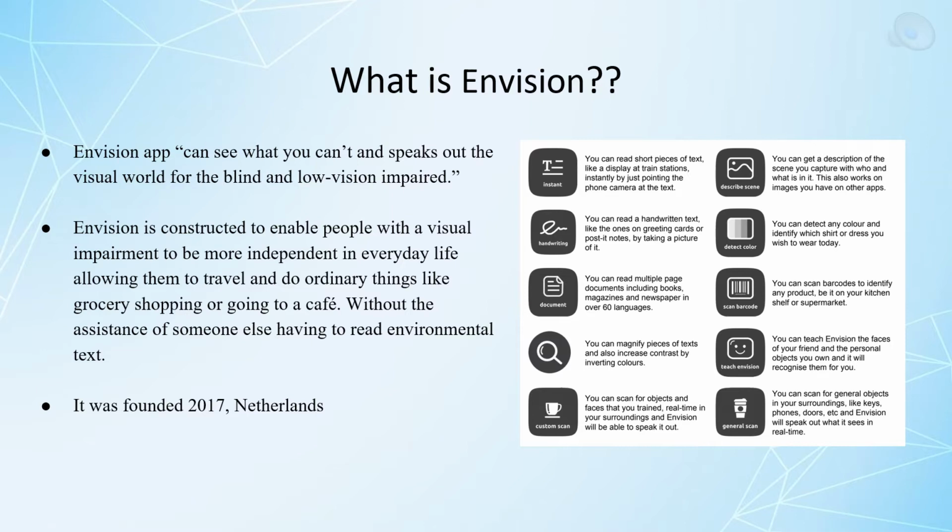Envision is constructed to enable people with a visual impairment to be more independent in everyday life, allowing them to travel and do ordinary things like grocery shopping or going to a cafe, without the assistance of someone else having to read environmental text.